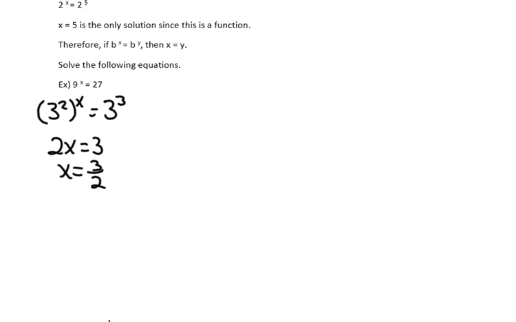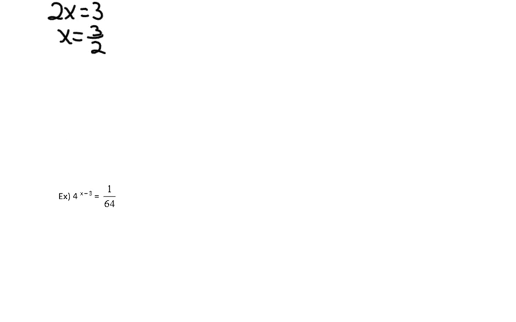All right, so let's take a look at another example then. I've got 4 to the x minus 3 is equal to 1 over 64. Now, again, can I get these to be the same base? Well, let's take a look at 1 over 64. Well, 1 I'm going to leave the same, and 64 I can rewrite as 4 cubed. Now, I don't necessarily want that in the denominator, so how can I get that up to the numerator? Well, it's a negative exponent. So 1 over 64 is equal to 4 to the negative 3rd power.